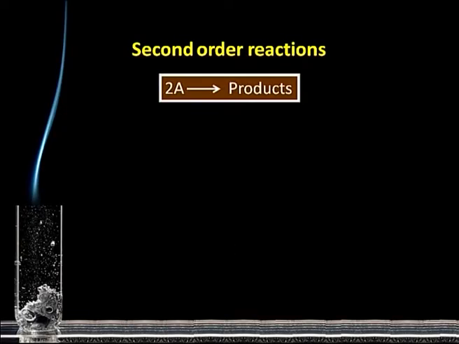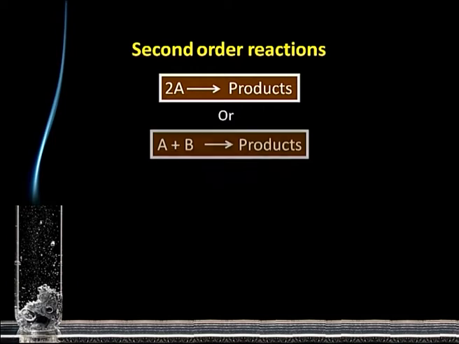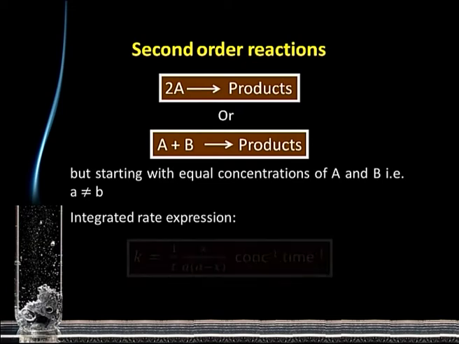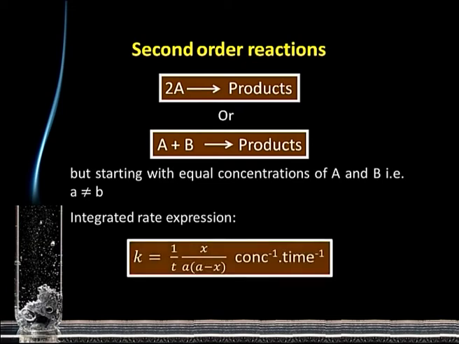Let us now look at the second order reactions, 2A giving products or A plus B giving products. In the second case, we are taking concentration of A and B same, so that we get a common equation as the integrated law expression. K is equal to 1 upon t, x upon A into (A minus x). And you can see here the unit: concentration inverse, time inverse.